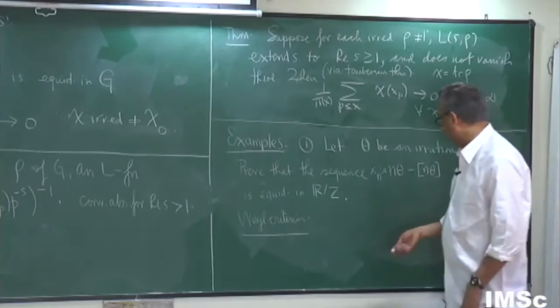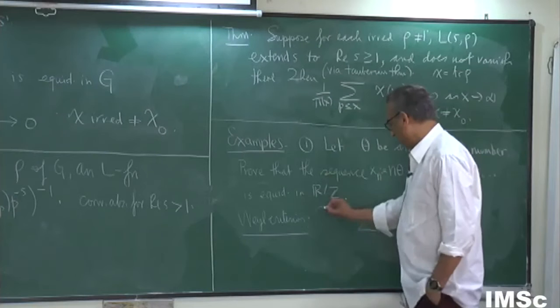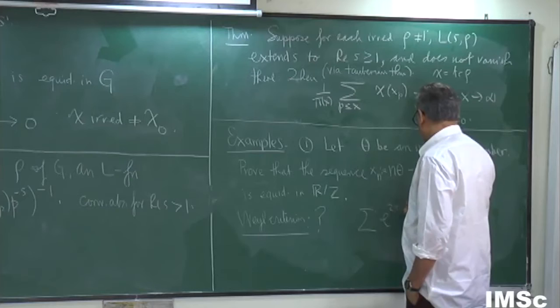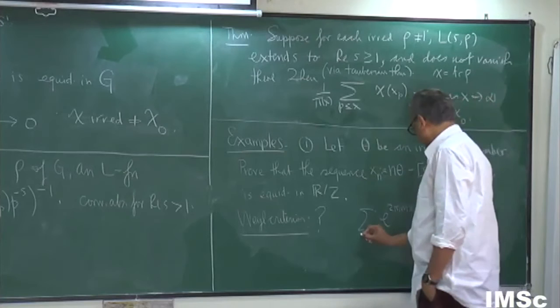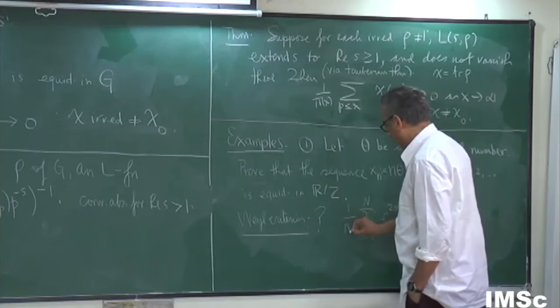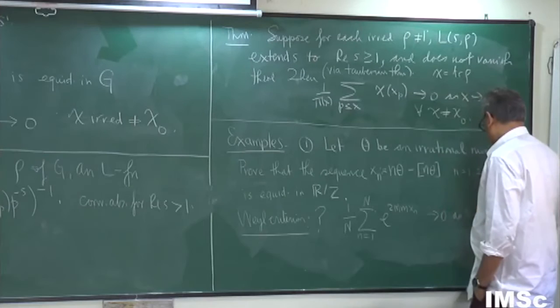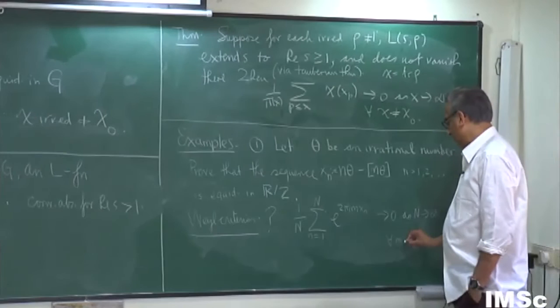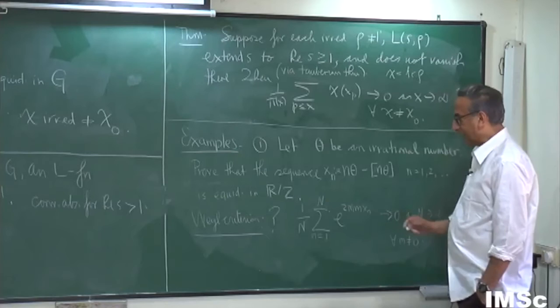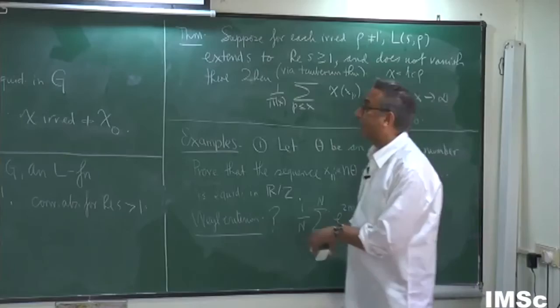Now, if it's equidistributed, what do we have to check? We need to check that the summation of e to the 2 pi i m x sub n, n going from 1 to capital N, times 1 over capital N, tends to 0 as N tends to infinity for every integer m which is not 0. You have to check this. If that happens, then it's equidistributed by the Weyl criterion, right? I said that here. Okay.